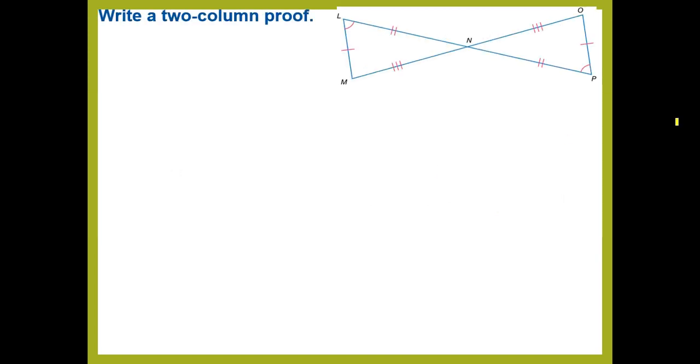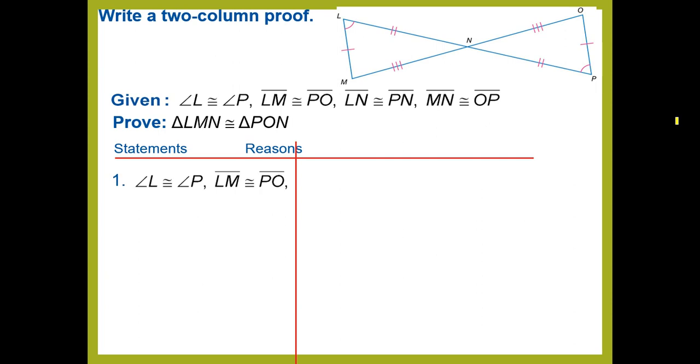So now we're going to practice this theorem, writing some proofs. So the first thing is we're going to set up our statements and our reasons. First we're given this list of statements. We're given that angle L is congruent to angle P. We're given that side LM is congruent to side PO. We're given that side LN is congruent to side PN.